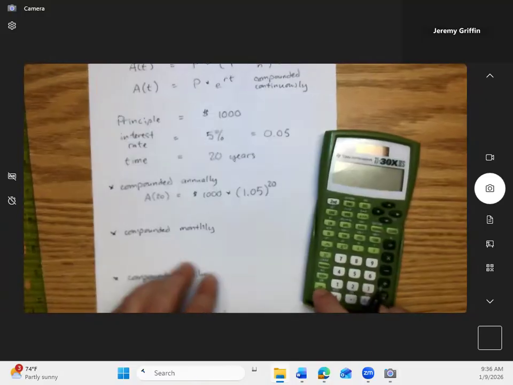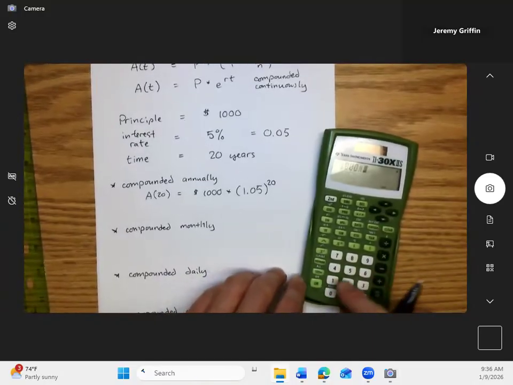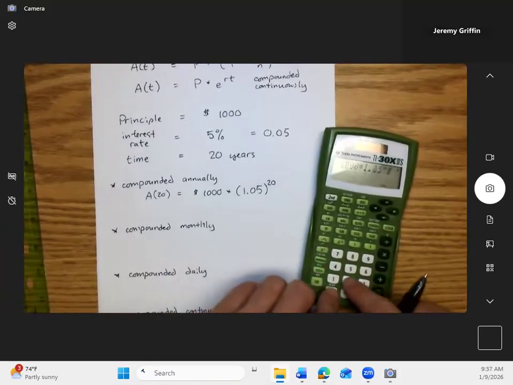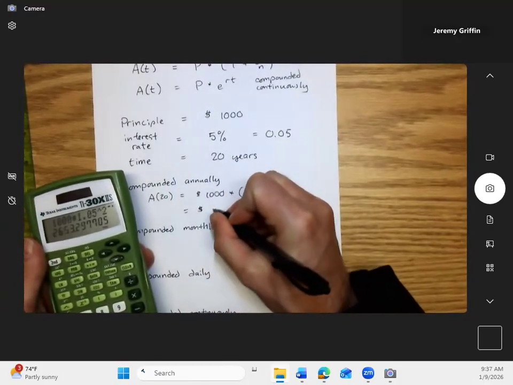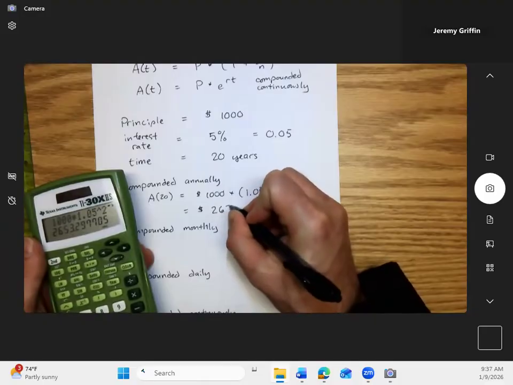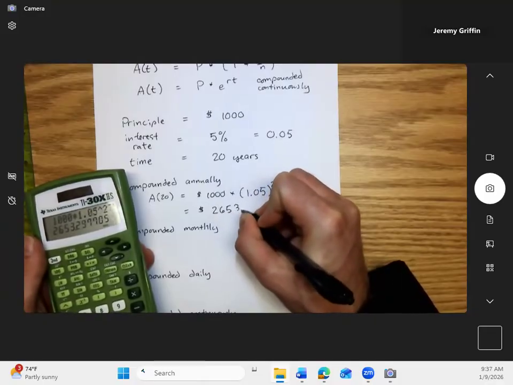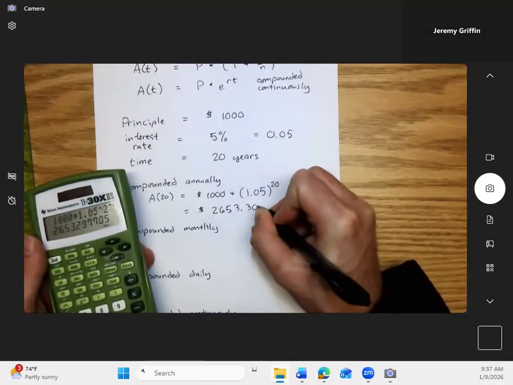Let's see what we get in the calculator. $1,000 times 1.05, and then you do that 20 times. So that looks like $2,653 and maybe 30 cents.